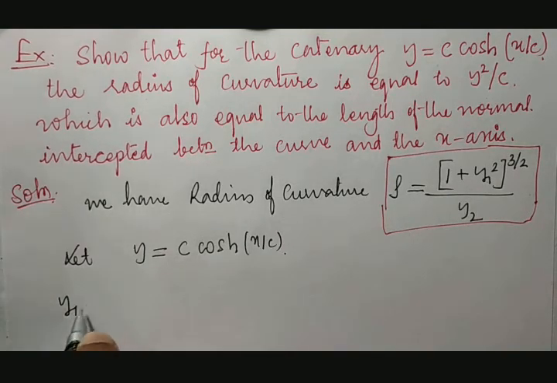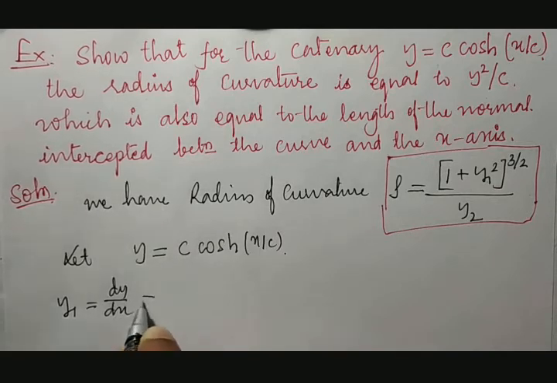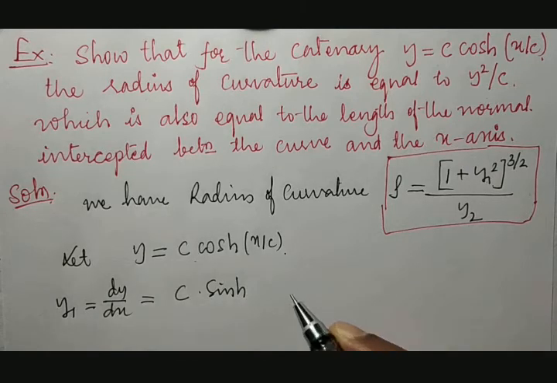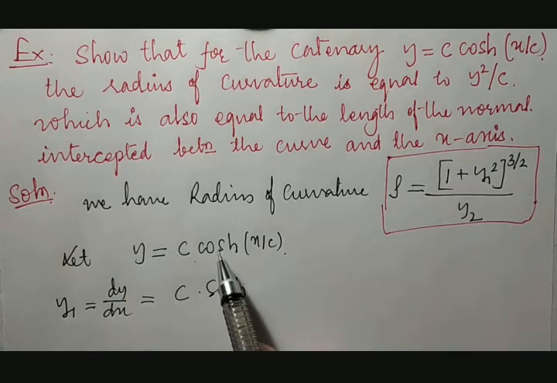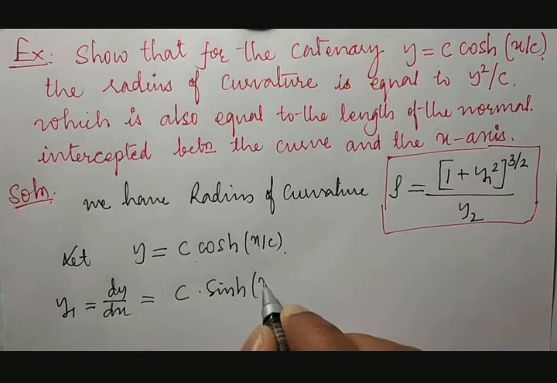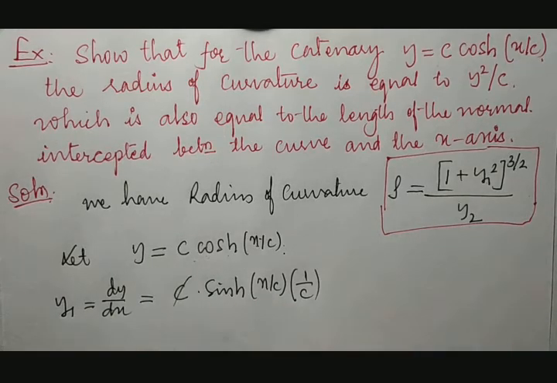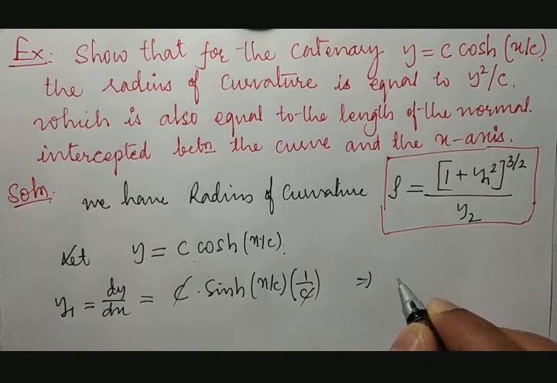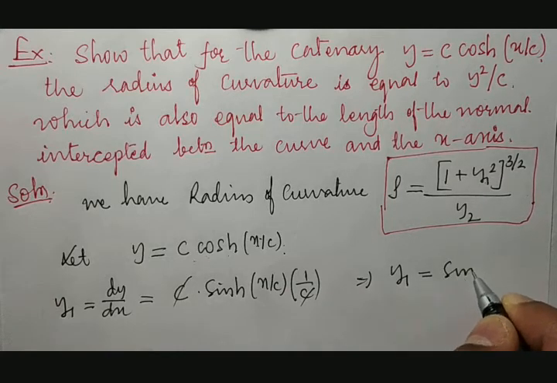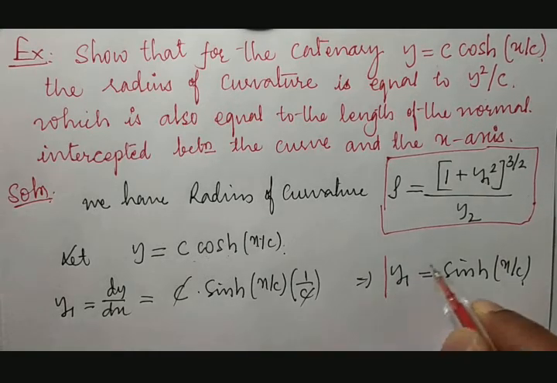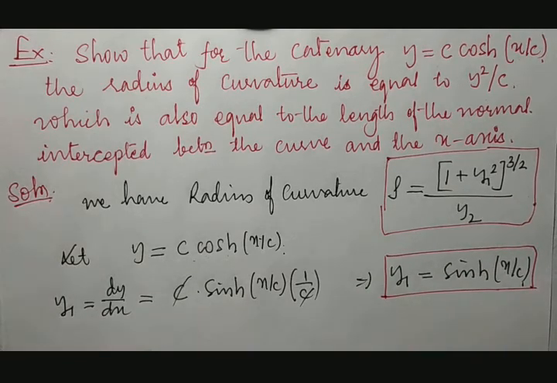Then y1 is equal to dy by dx, which means differentiating this curve with respect to x. c is constant. What is the differentiation of cos hyperbolic? Sine hyperbolic. Please be careful. The differentiation of cos trigonometric will have a minus sign, but cos hyperbolic will have a plus sign, into x by c, that into the differentiation of x by c with respect to x, which is 1 by c. Here c gets cancelled. Therefore y1 is equal to sine hyperbolic x divided by c. We got y1. Let us go for y2.